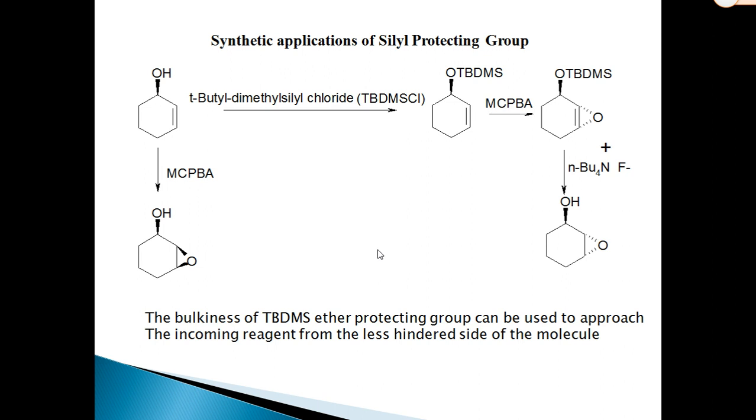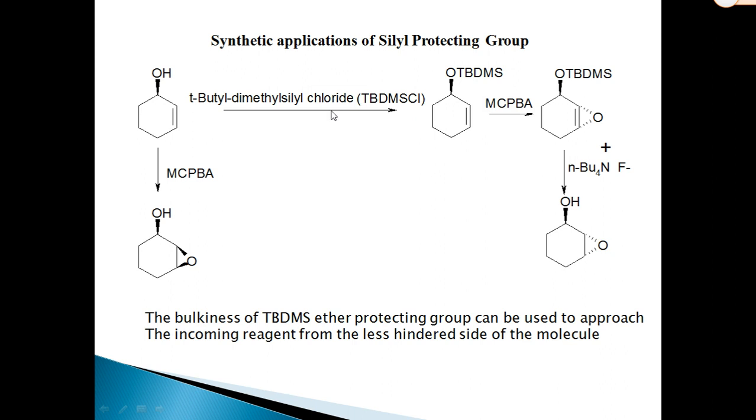Now see the synthetic application of silyl protecting groups. In this compound, if this compound directly reacted with meta-chloroperbenzoic acid, it gives epoxide cis to the hydroxyl group. But if we want a selective epoxidation of this compound, then here we have to protect this hydroxy group with tertiary butyldimethylsilyl chloride.